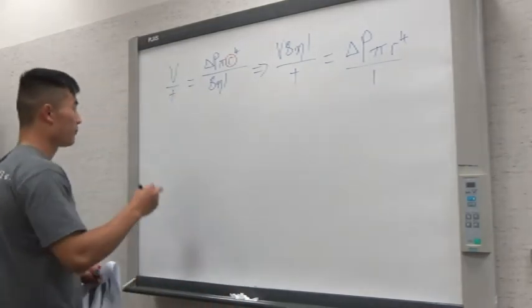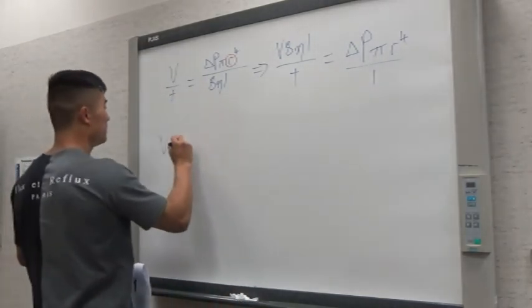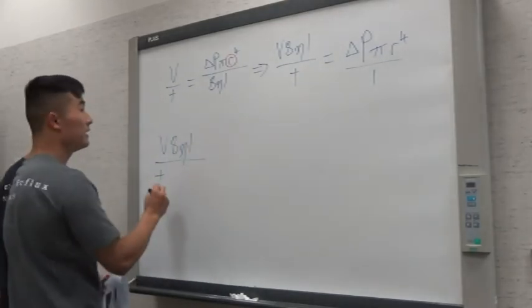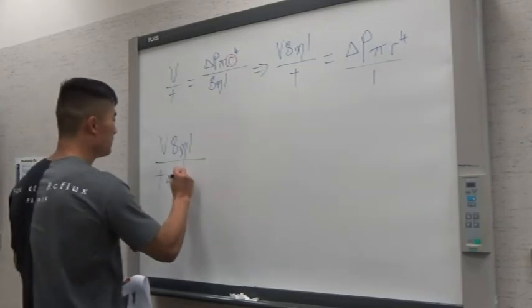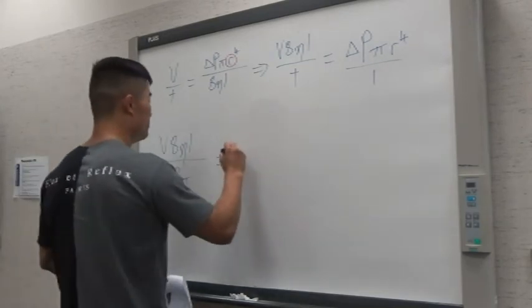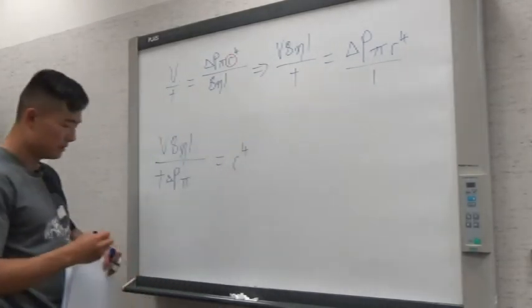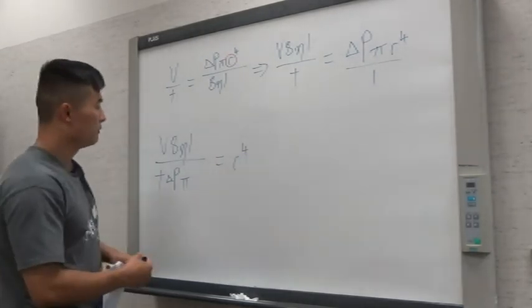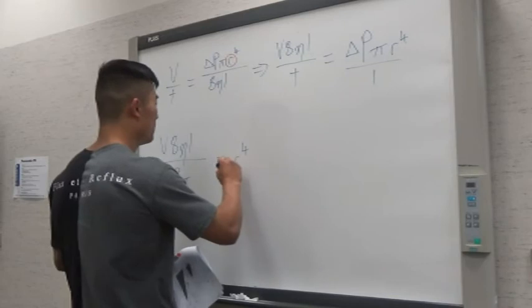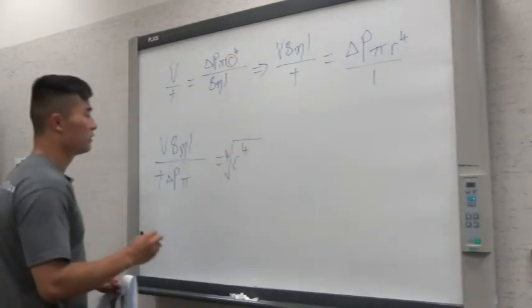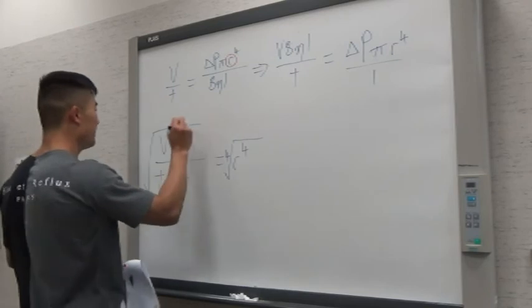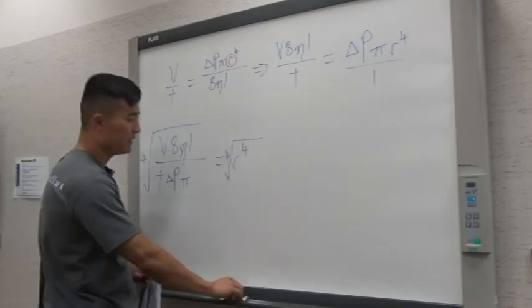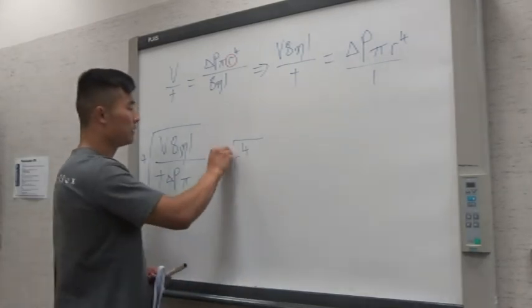So it's going to become V 8 eta L over T delta P pi is equal to R to the fourth power. Okay, and to get rid of that exponent, we're going to take the fourth root of R to the fourth power, and we're going to do the same on this side. Okay, and that's going to get rid of that exponent.